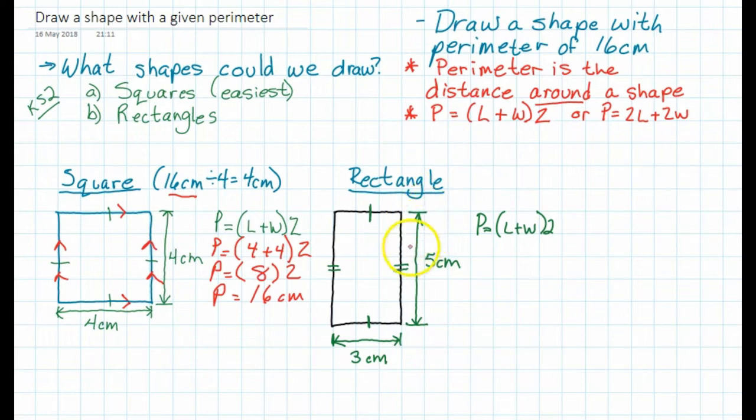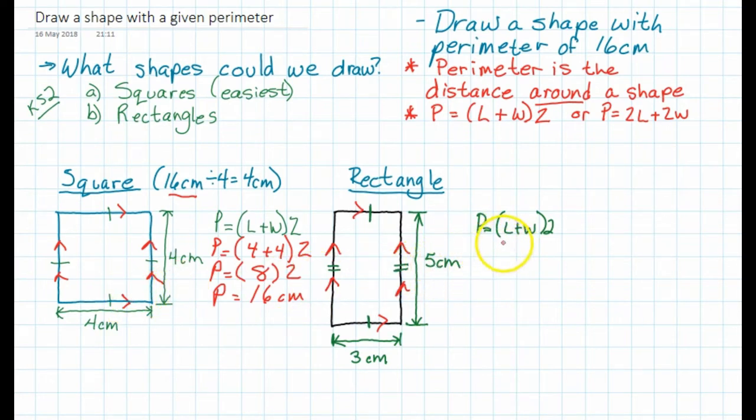For a rectangle, as I said, it's not an awful lot different. It's not a lot harder. It's just a different shape. Again, we have to show that these sides are parallel. And of course, as you know, every rectangle, if it is a rectangle, has 4 right angles, as does a square.